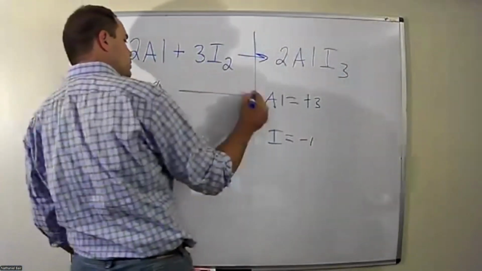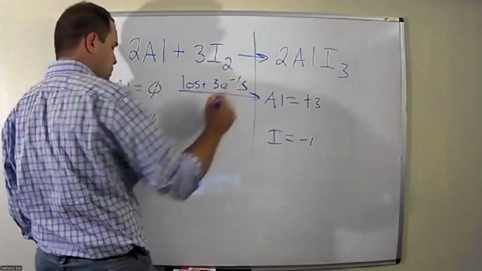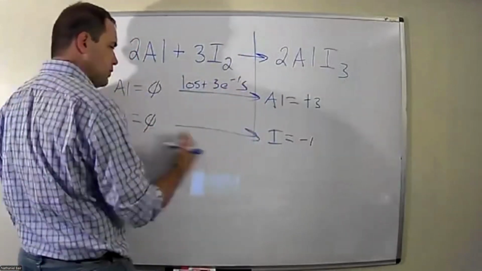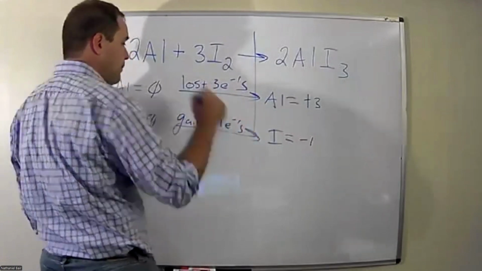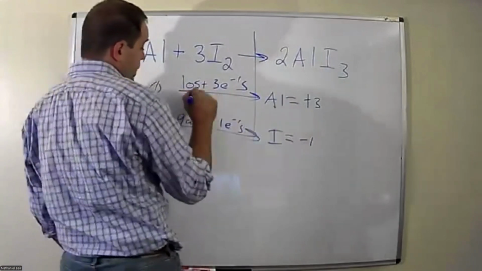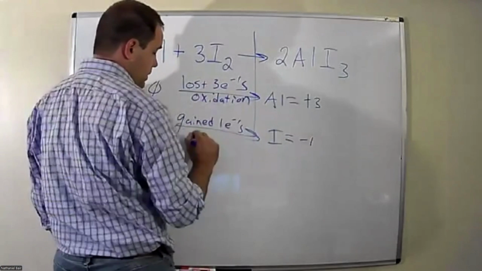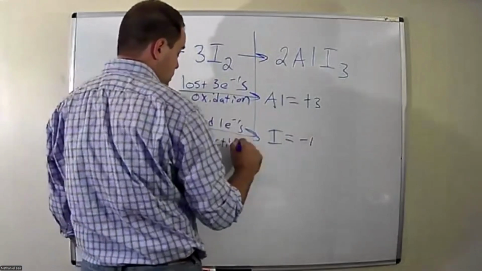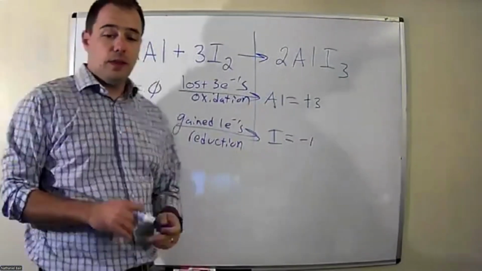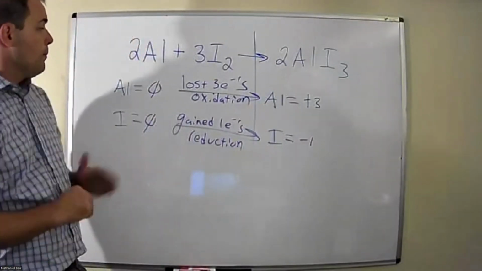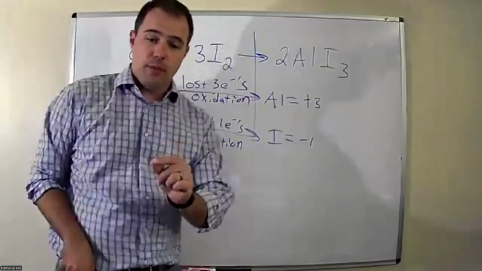What happens here? Aluminum goes from 0 to +3. Each aluminum has lost 3 electrons. What happens to the iodine? Iodine goes from 0 to -1. Each iodine has gained 1 electron. Losing electrons is oxidation, and gaining electrons is reduction. So there's your terms: oxidation, loss; reduction, gain. In this synthesis reaction, the metal is being oxidized and the nonmetal is being reduced, and that often happens.